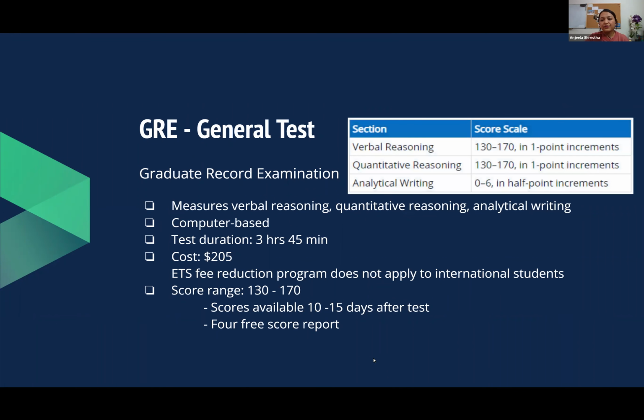So a general format for GRE is that GRE has 3 different sections: verbal reasoning, quantitative reasoning, and then analytical writing. Verbal reasoning is scored 130 to 170. Similarly, quantitative reasoning is also scored from 130 to 170, and analytical writing is scored from 0 to 6.